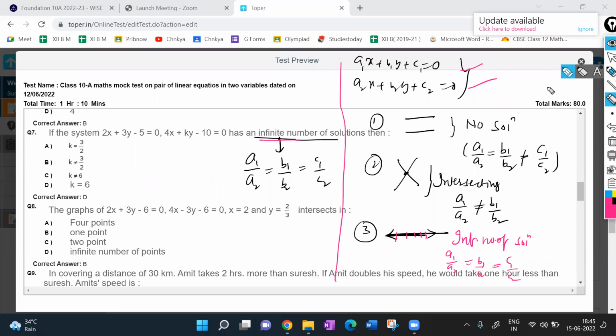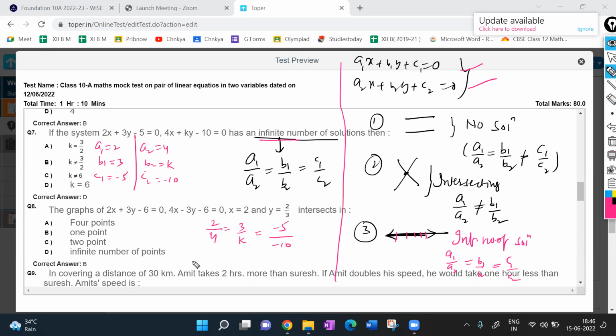Now look at this here. Here a1 is what, beta? 2. What is b1 here? 3. What is c1 here? Minus 5. Okay, a2 is what? 4. b2 is what? K. c2 is what? Minus 10. So here a1 by a2, right? So here a2, beta, I wrote wrong. Here a2, right? So 2 by 4, 3 by k, minus 5 by minus 10.